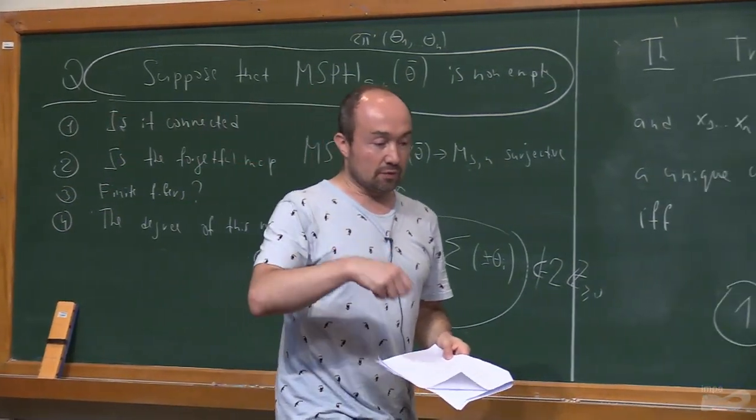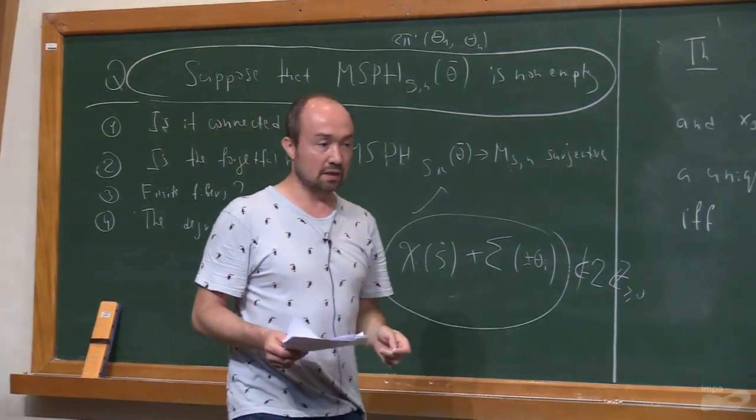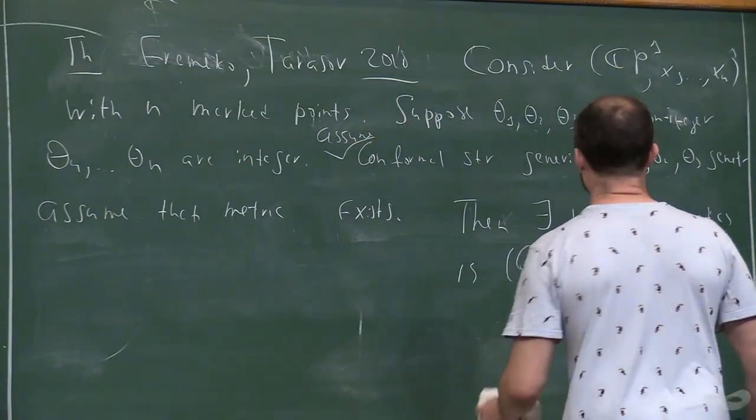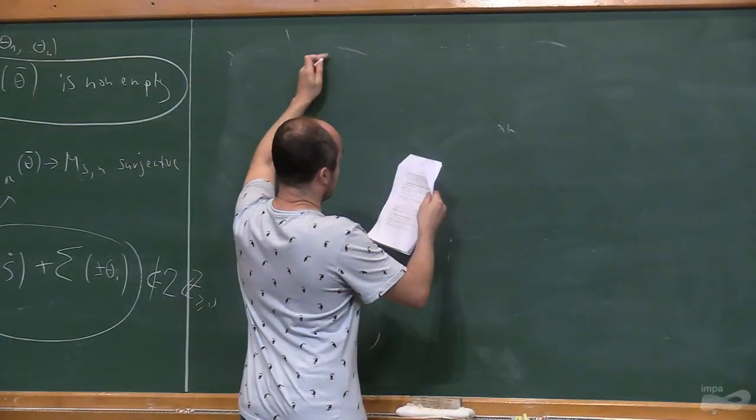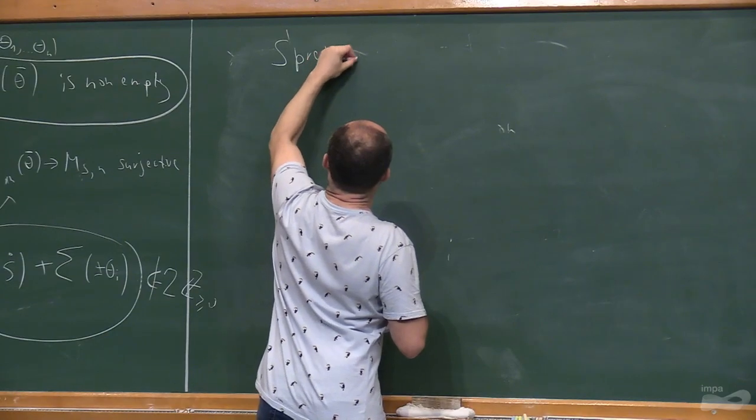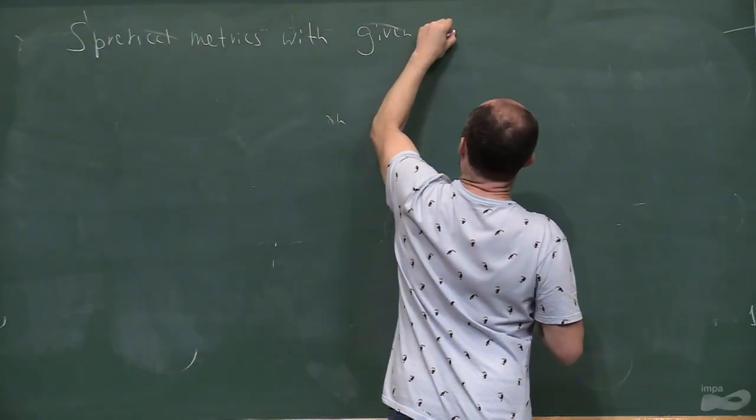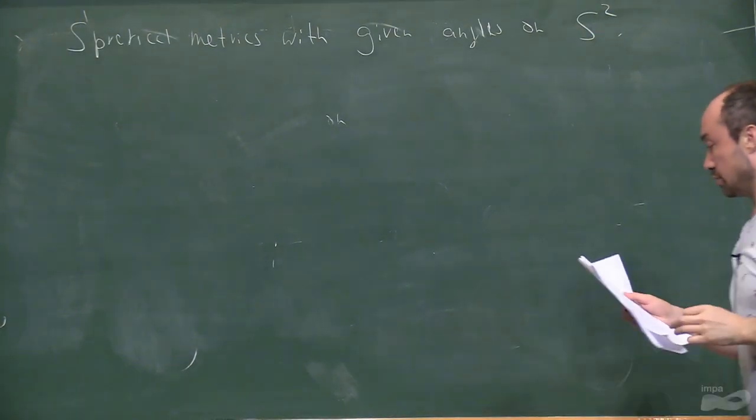So I explained yesterday that for high genus, the answer is very simple. It's just Gauss-Bonnet. But what I want to do now is to explain when this space is non-empty for spherical metrics on spheres. Okay, so I think I will delete these two theorems. So this section is called spherical metrics with given angles on S2, on the two-dimensional sphere.